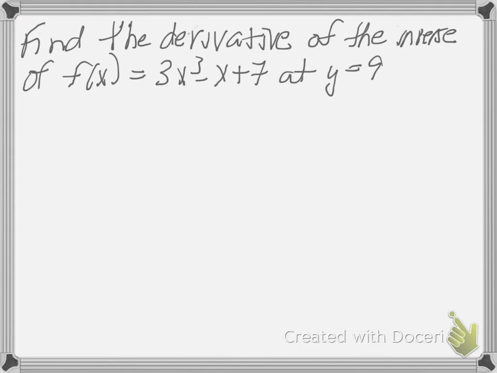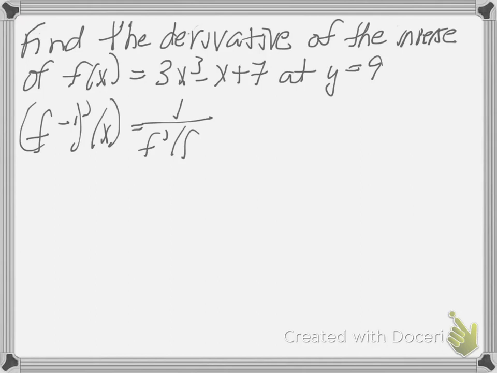Okay, here's a new example. For this one, we need to find the derivative of the inverse of 3x cubed minus x plus 7 at y equals 9, not at x equals something this time. So we're going to use our formula. As soon as I see derivative of the inverse, I'm going to write my formula. The derivative of the inverse is going to be 1 over f prime of f inverse of x. Okay, so y equals 9, so we're going to put 9 in over here.